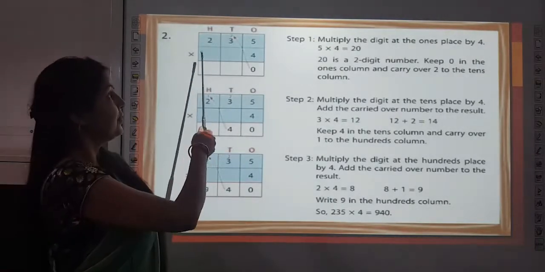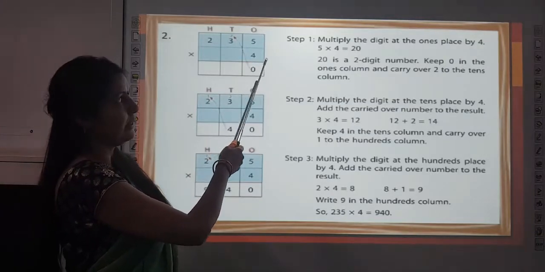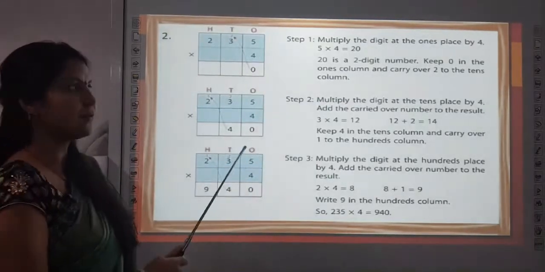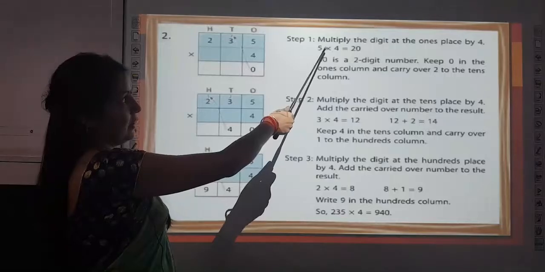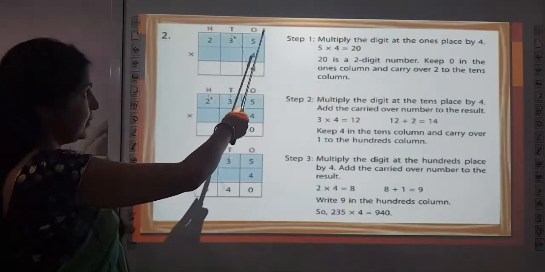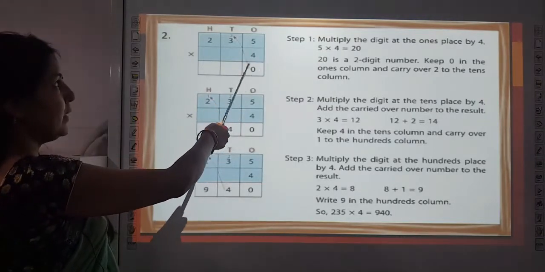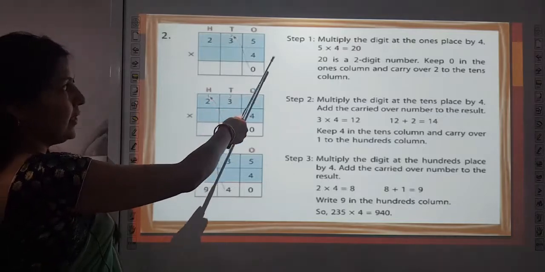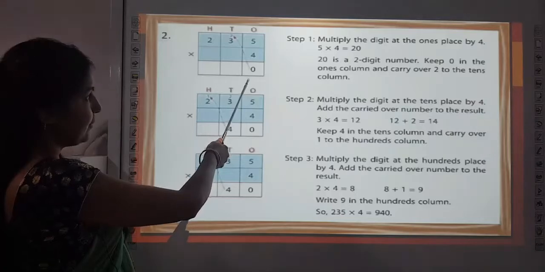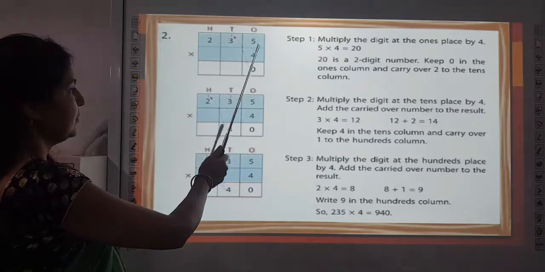Now, look at a 3-digit number by a 1-digit number in the carry over method. Again, we have to follow some steps to solve this. Step 1, multiply the digit at the ones place by 4. Here you can see 5 is at ones place, so we are going to multiply 5 by 4. It will be 20. So we have to write 0 at ones place and we will carry over 2 to tens place.